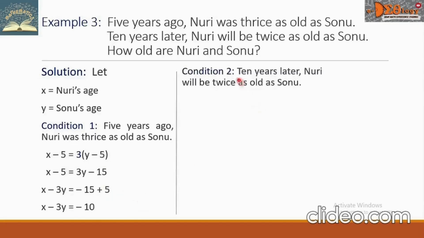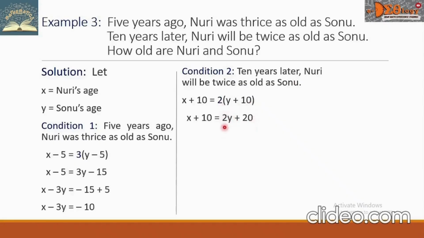Now condition 2. 10 years later, Nuri will be twice as old as Sonu. Again, we represent the age of Nuri as x plus 10. The age of Sonu 10 years later will be y plus 10. It says again, Nuri will be twice as old as Sonu. So we multiply 2 to the age of Sonu. Then we simplify the right side. 2 times y is 2y. 2 times 10 is 20.